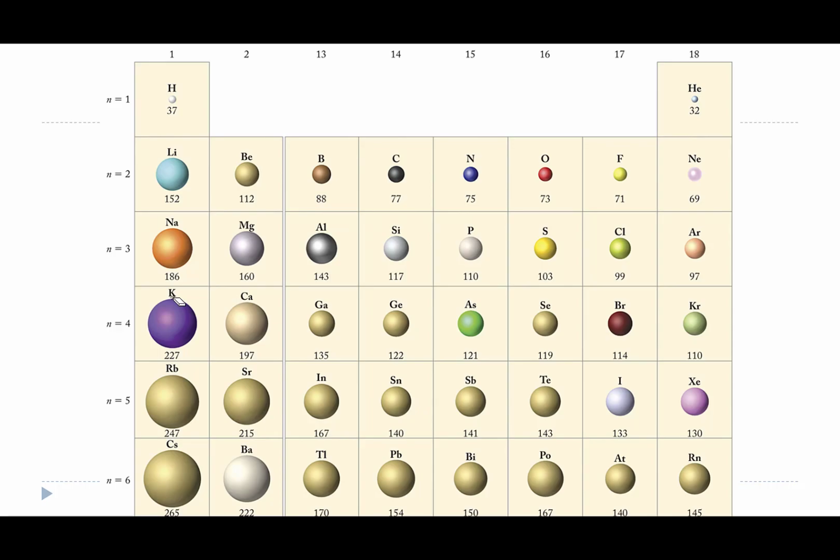That's where I'm going to leave it for atomic radius. We'll talk about metallic characteristic and ionization energy in future videos.